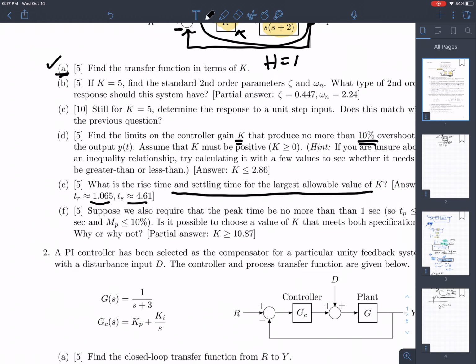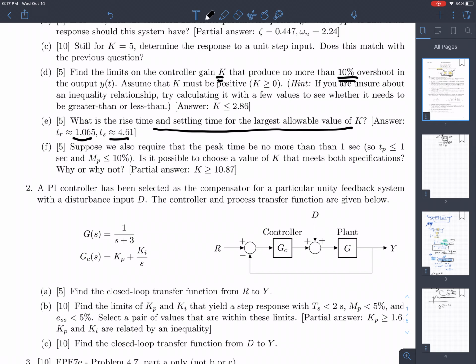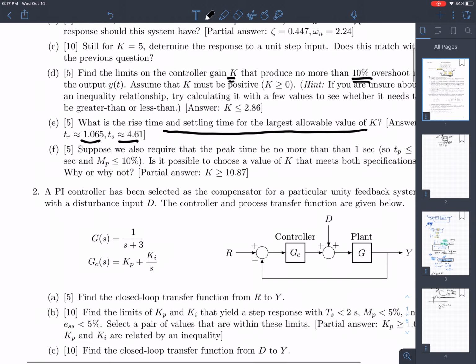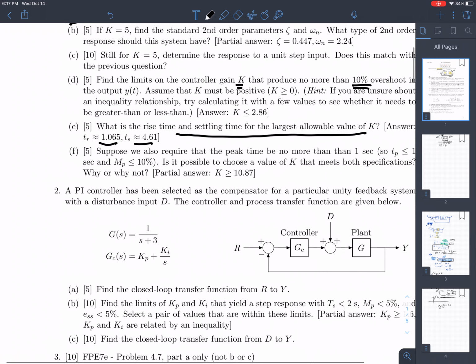Now suppose we require that the peak time be no more than 1 second, and MP is less than 10%. So now we're adding an additional constraint on the peak time. And there's a formula in the book for peak time. And so is it possible to choose a value of k that meets both specifications?